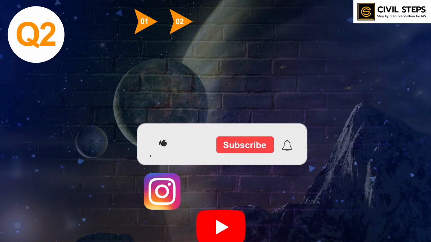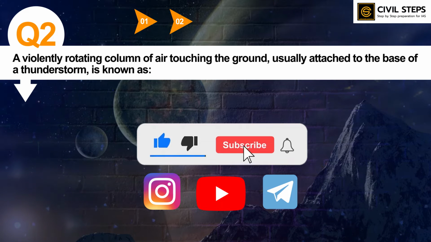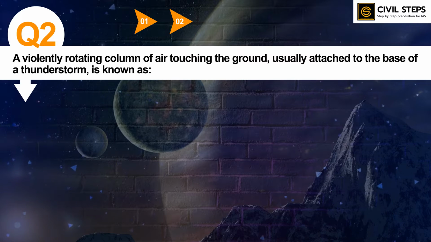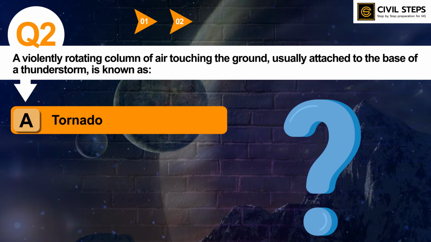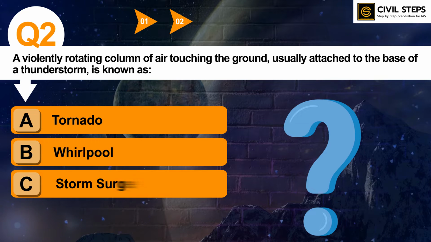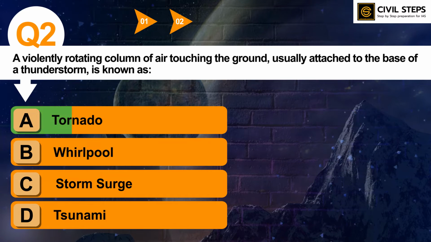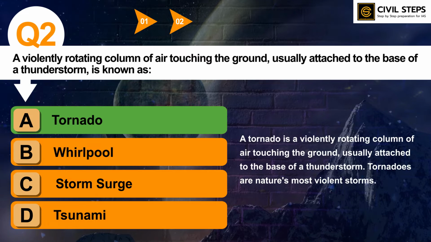Here is question number 2. A violently rotating column of air touching the ground, usually attached to the base of a thunderstorm, is known as option A tornado, B whirlpool, C storm surge, option D tsunami. So you can mention your answer in the comment section. The correct answer of this question is option A tornado. A tornado is a violently rotating column of air touching the ground, usually attached to the base of a thunderstorm. Tornadoes are nature's most violent storms. So this was all about question number 2.